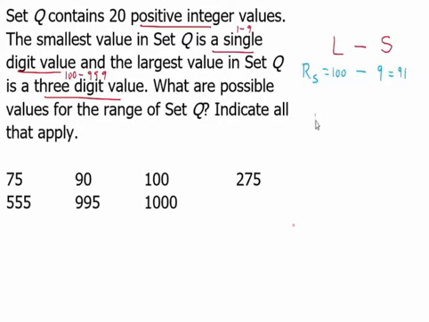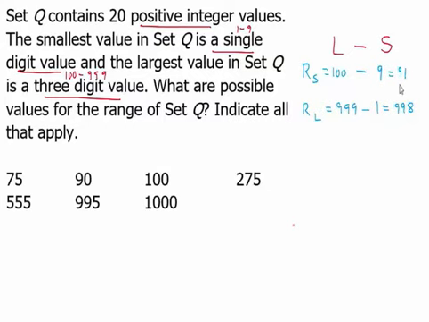And the largest the range could be is when the largest number in the set is as large as possible, that's 999, and the smallest number is as small as possible, so that's 1. So the largest value of the range could be 998.